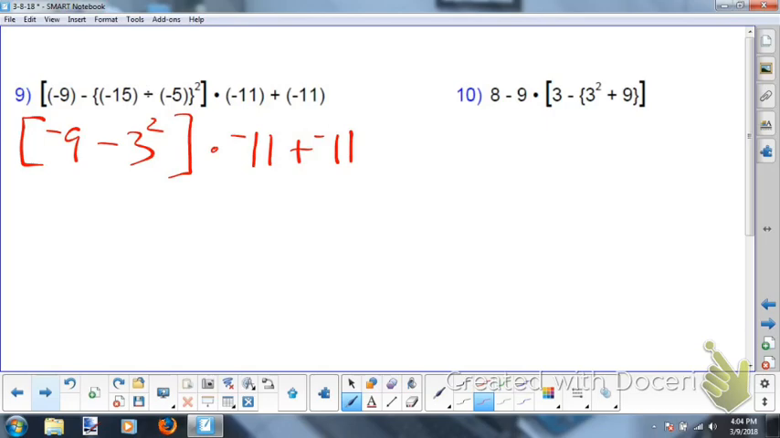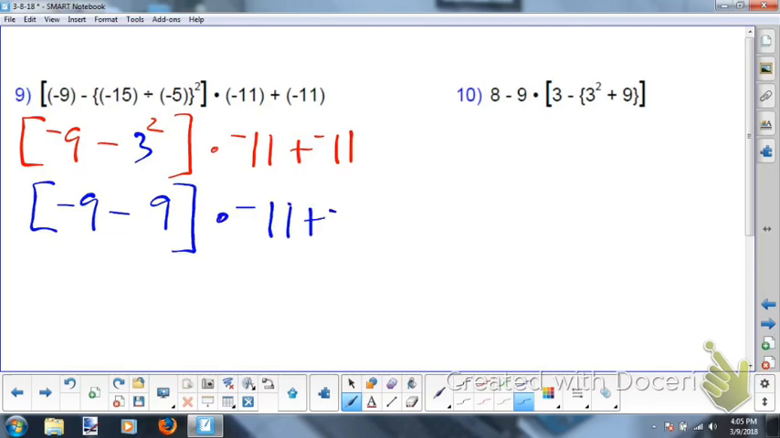Okay, next step. I wrote down a 3 again. Right here it's a 5. Oops. No, I'm sorry. That's a 3. I'm messing up here. 15 divided by 5 is 3. Yeah, I'm good. All right, so I have negative 9 minus 3 times 3 is 9. And the parentheses, times negative 11 plus negative 11.